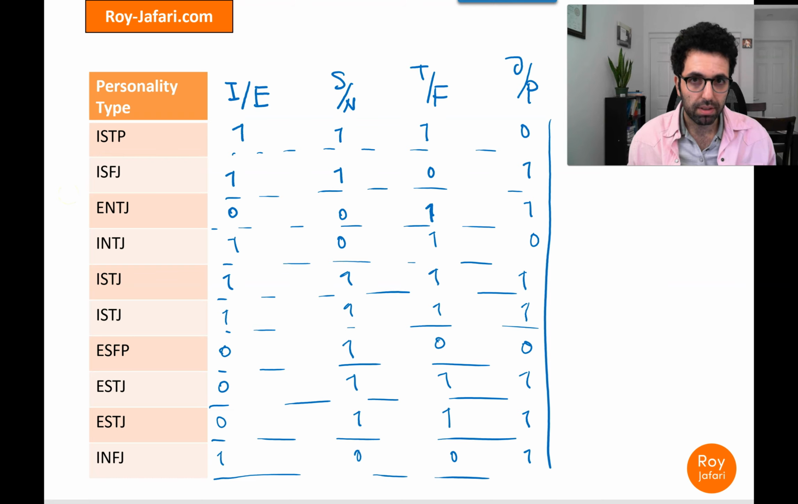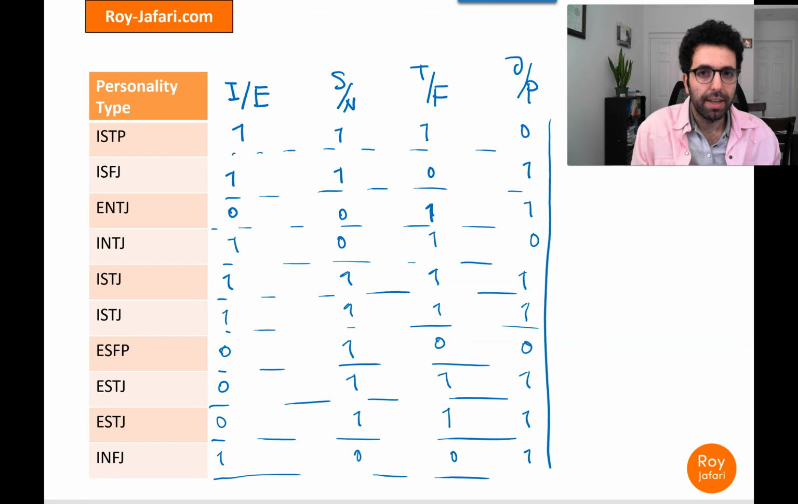You don't need 16 binary attributes. You could have done this with 4 binary attributes. So that's one level of improvement. But again, we could have known more about these.